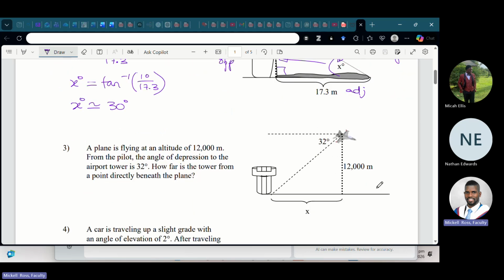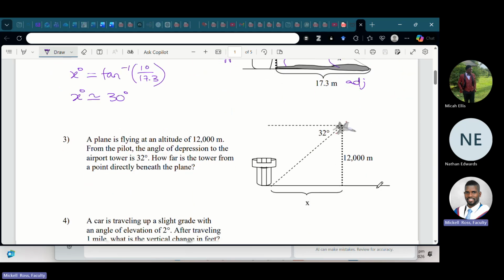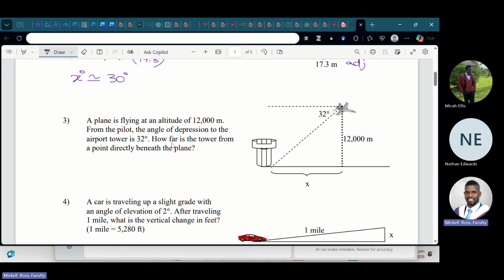All right, question number 3. An airplane is flying at an altitude. Altitude is the same as the height, right? And it's the perpendicular height. Once you're talking about the altitude, it's a perpendicular height. 12,000 meters from the pilot, the angle of depression to the airport is 32 degrees. How far is the tower from a point directly beneath the plane?